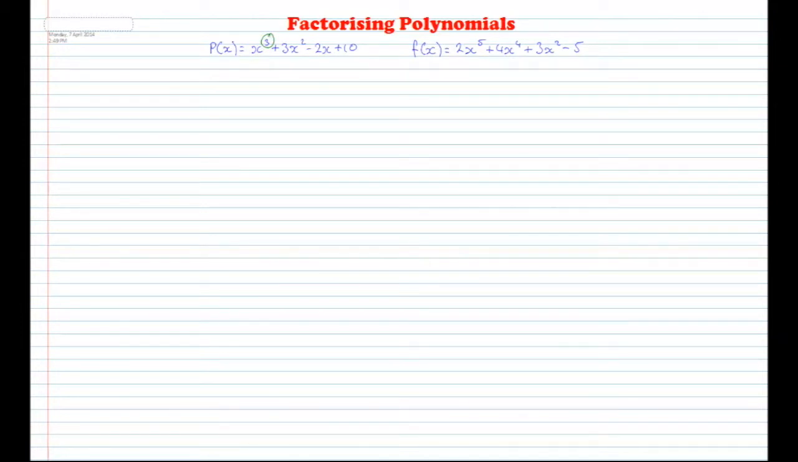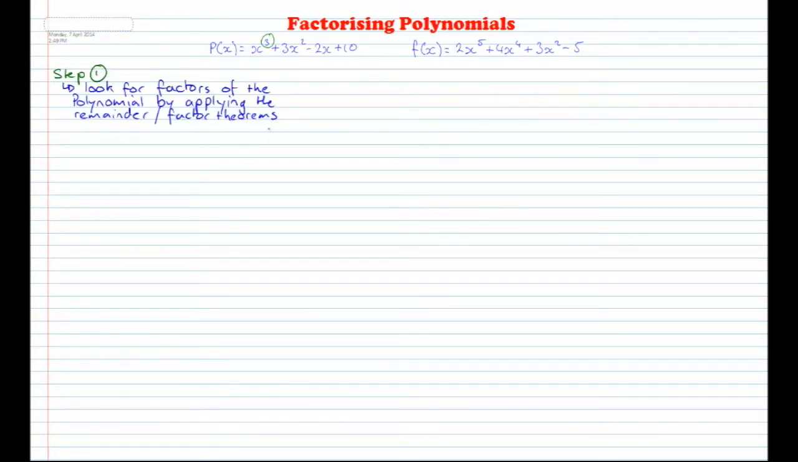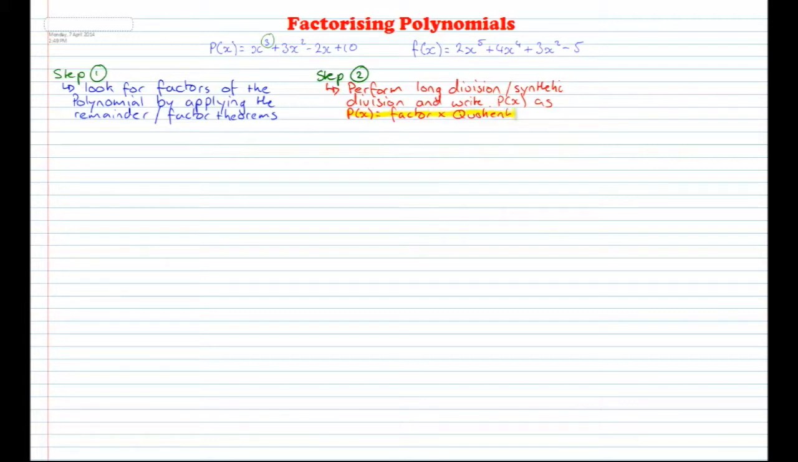Now there are a few steps we need to follow when factorising polynomials. Step 1 is to look for factors of the polynomial by applying the remainder or factor theorems. Step 2 is to perform long division or synthetic division and write p of x as equal to the factor multiplied by the quotient, that is, whatever factor you found multiplied by the quotient once you've divided it. And step 3 is to continue to repeat this process until it's been fully factorised.